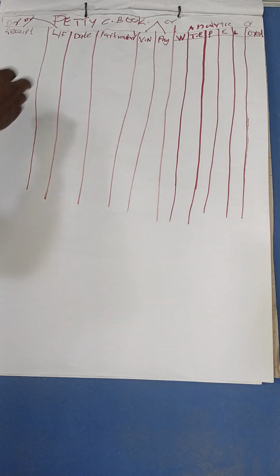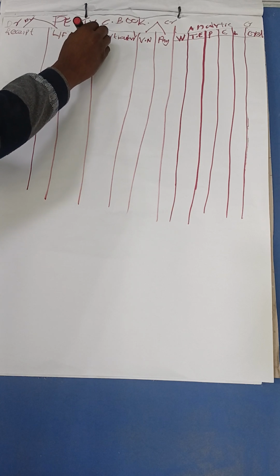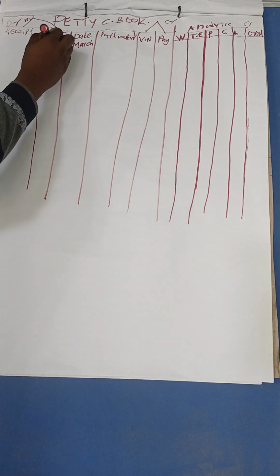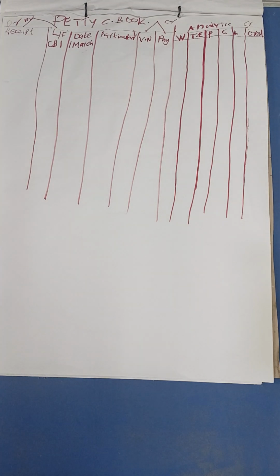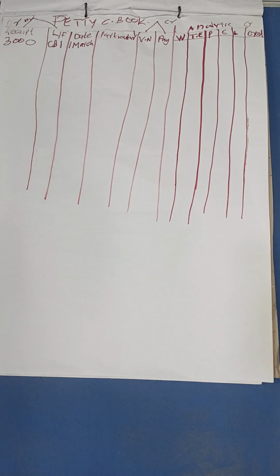1st of March. So you write here 1st of March. So you'll say cash book 1, CB1. That is the amount you have been given from the senior cashier. You can call it cash book 1. You are given 3,000. Good. So that is the amount I have ready to do the payments.